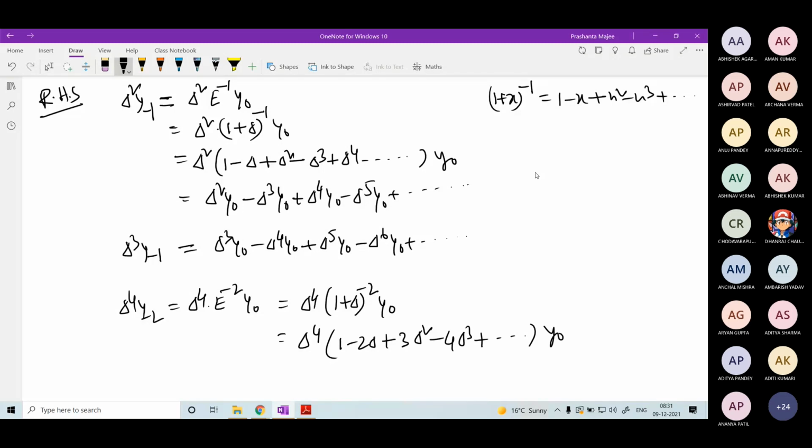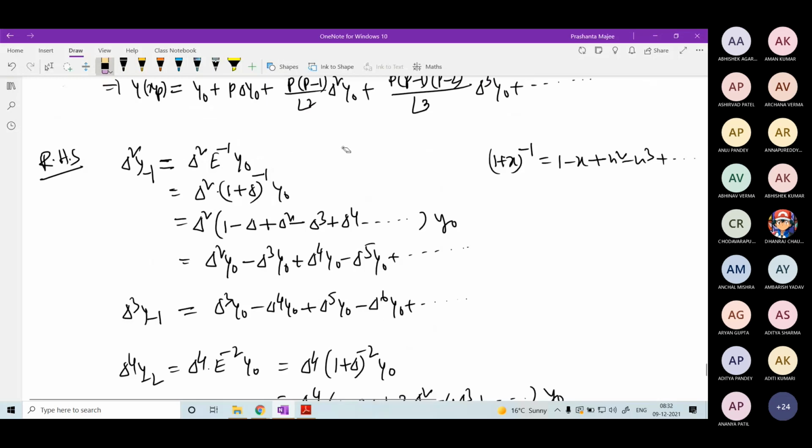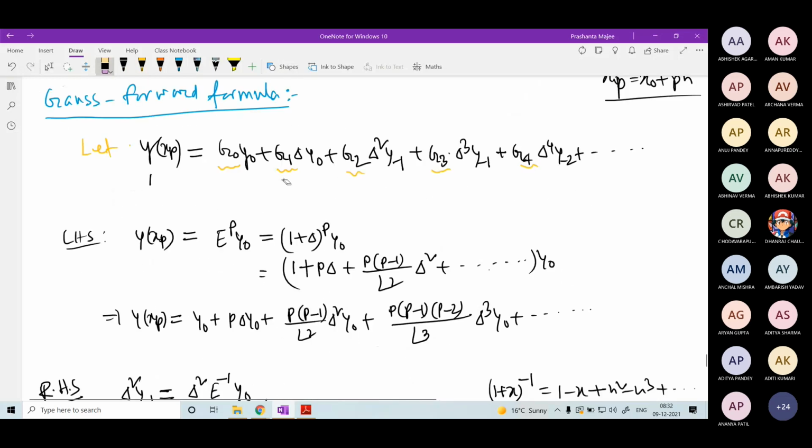And you will simplify it. Then what you will do, you will substitute all these terms, del square y minus 1, del q y minus 1, del 4 y minus 2 on the right hand side, and then you will compare the coefficients of like power of forward differences.